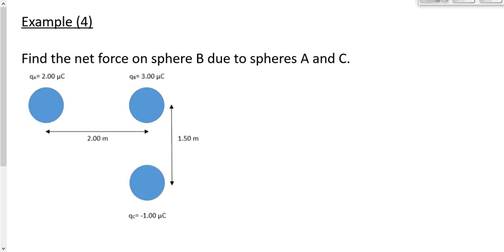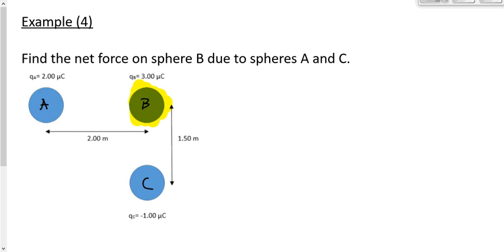Last Coulomb's law example problem for us. This one is example number 4 on the sheet that you got on the first day of this unit. It says, find the net force. Net means total, right? Find the total force on sphere B due to A and C. This is A, this is B, this is C. What's the net force on this guy due to the other ones?